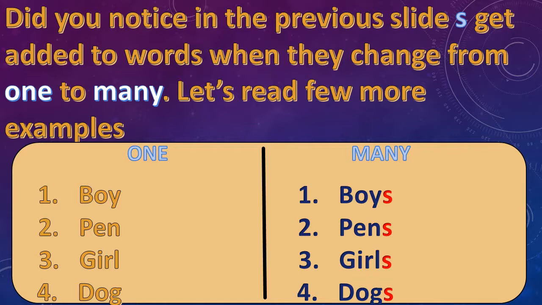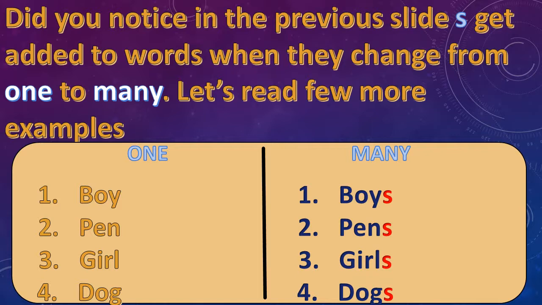Likewise, pen means one pen. When we change it to many, we add S and it becomes pens. Girl means one girl, a girl. But when we change it to many, we add S and it becomes girls. Girls means more than one.